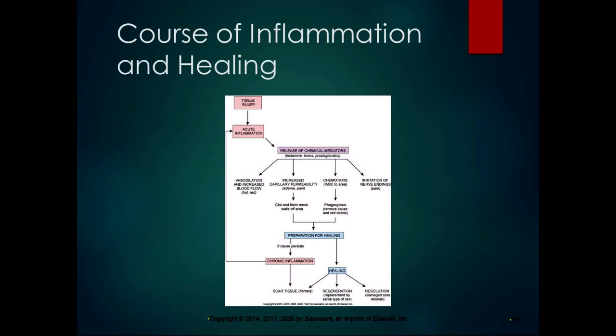If the cause persists, like maybe I have a tumor that's causing inflammation and it didn't get detected or removed, that can turn into chronic inflammation, causing increased scar tissue and fibrosis. So we want the course of healing to be more to the right side of the chart, where we progress to healing. When we stay more on the left side of the chart, it can progress to chronic inflammation.